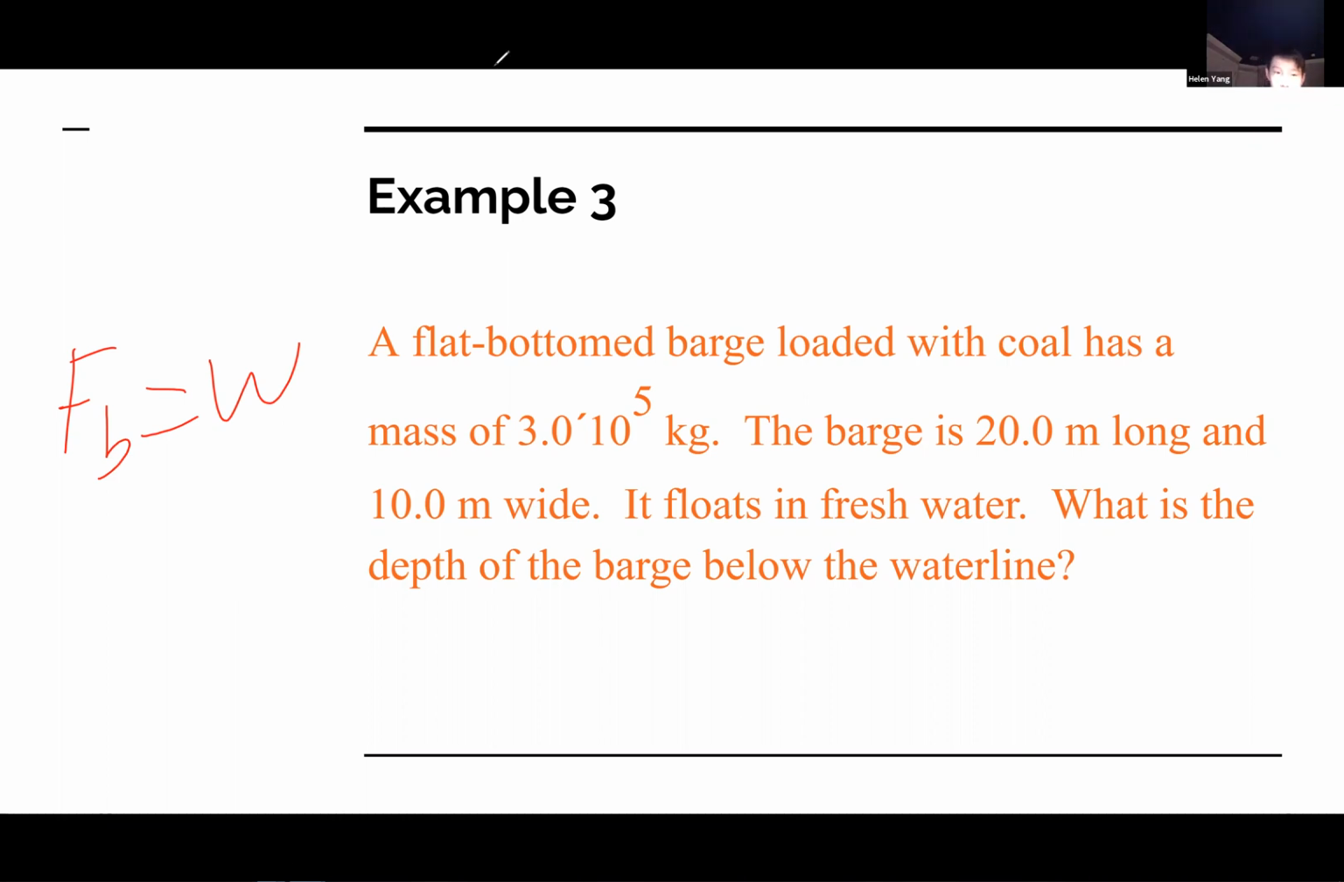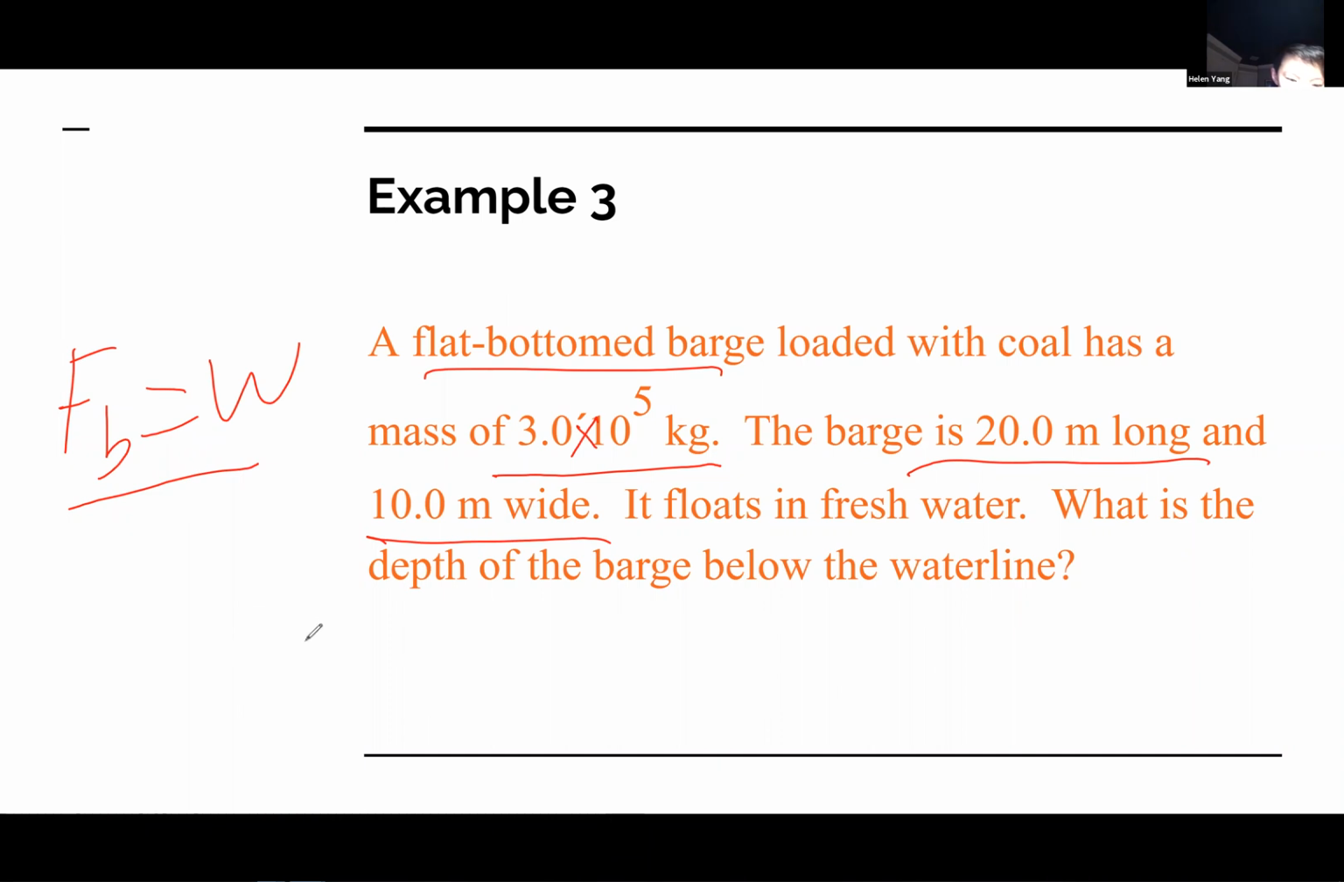Okay, so I'll explain the question now. I wrote the equation here already. The buoyant force is equal to the weight. A flat bottom barge loaded with coal has a mass of 3 times 10 to the power 5 kg. The barge is 20 meters long and 10 meters wide. It floats in fresh water. What is the depth of the barge below the waterline?